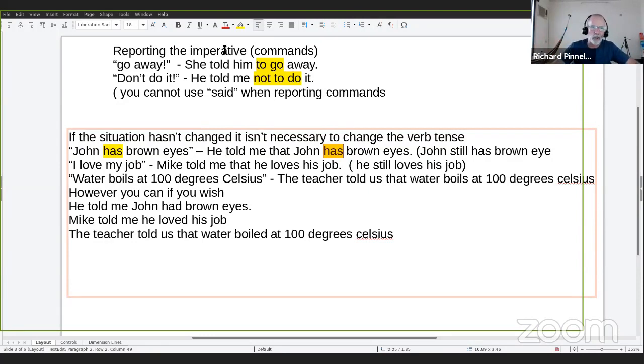Something like that is always true. I love my job could or could not always be true. You might love your job one day and not the next day, but assuming that it's always true, again, it isn't necessary to change the tense. He still loves his job. So Mike told me that he loves his job. Another one, water boils at 100 degrees Celsius. This is another fact. So the teacher told us that water boils at 100 degrees Celsius.